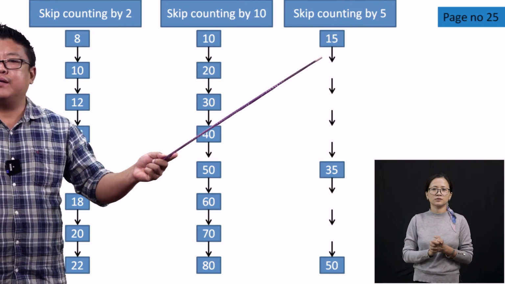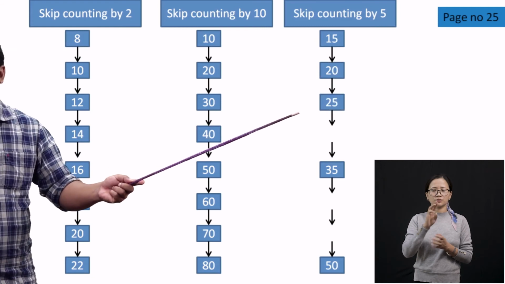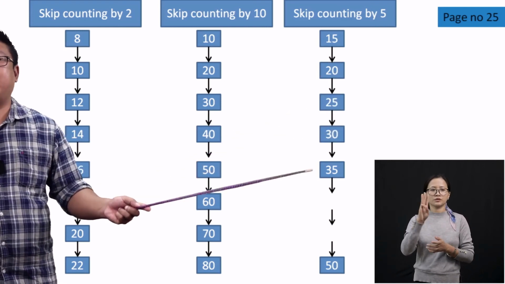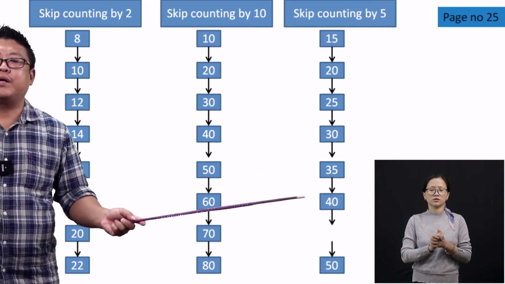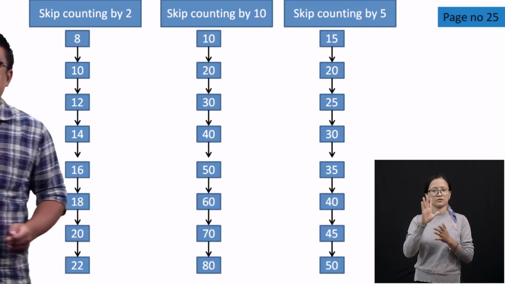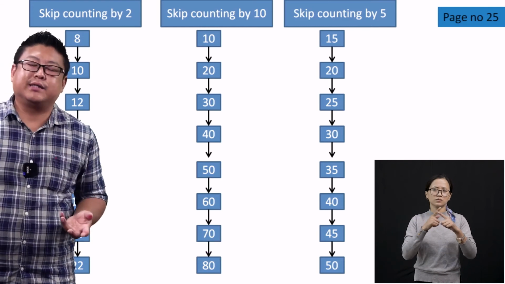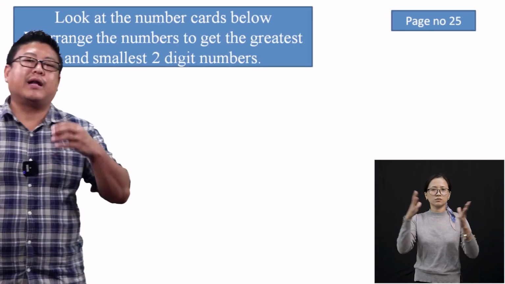15 plus 5 is 20. 20 plus 5 is 25. 25 plus 5 is 30. 30 plus 5 is 35. 35 plus 5 is 40. 40 plus 5 is 45. 45 plus 5 is 50. All right, children. So this is all about the exercises that are given in your textbook. You can even practice more so that you can understand even better.